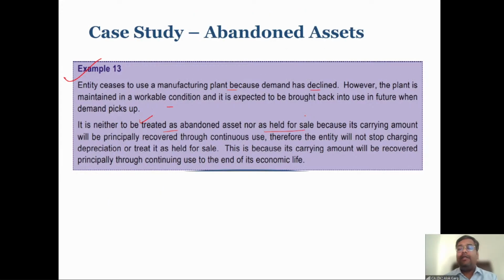Clear? There is no separate disclosure for abandoned assets. This is just a concept given in the standard so that the preparer of the financial statements will not get confused, and something which is not in use should not be considered as held for sale, right? Clear? Okay.